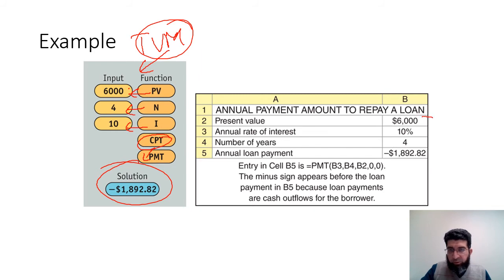Similarly, you can do this in Excel. You have to use the PMT function, in which first you have to provide the interest rate, and then the number of years, and then the present value or the cash flow amount. The rest of them you leave blank, and you will see that you get a number, minus 1892, which is the outflow. The negative sign shows the outflows.